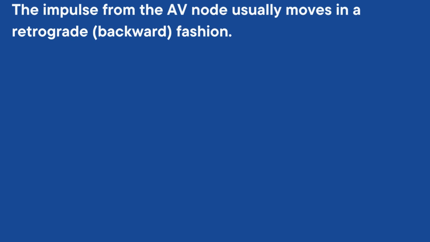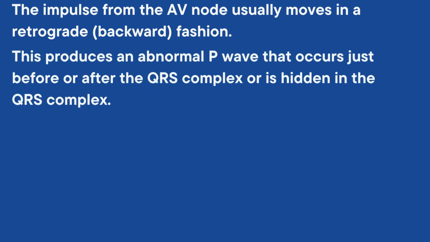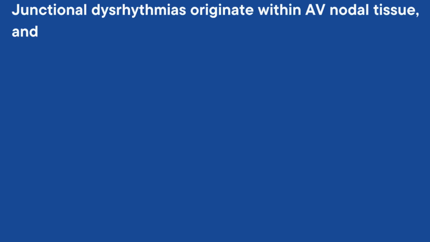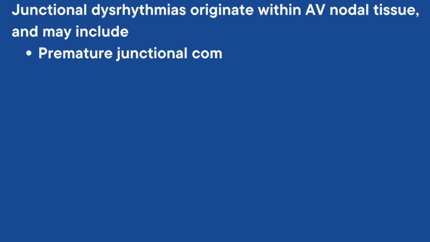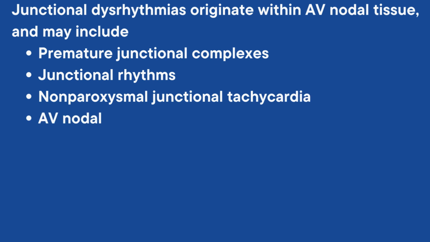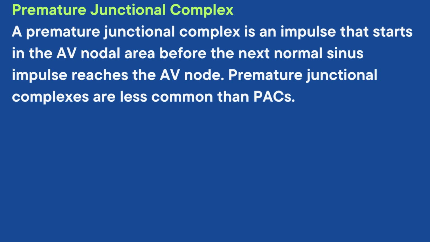The impulse from the AV node usually moves in a retrograde or backward fashion. This produces an abnormal P wave that occurs just before or after the QRS complex or is hidden in the QRS complex. The impulse usually moves normally through the ventricles. Junctional dysrhythmias originate within AV nodal tissue and may include premature junctional complexes, junctional rhythms, nonparoxysmal junctional tachycardia, and AV nodal reentry tachycardia. Now let us see each one in detail.